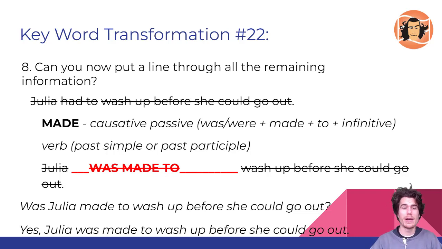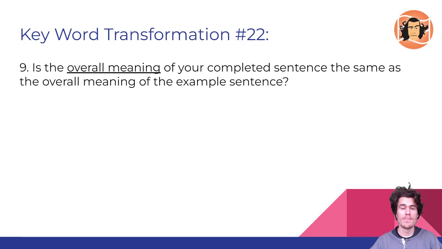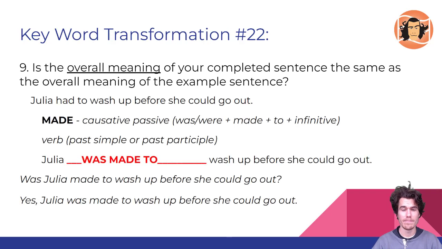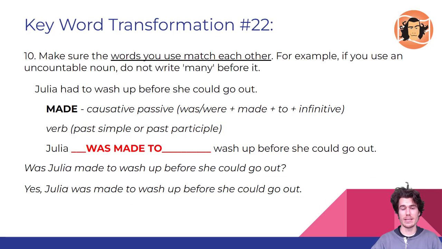So step number 9 is to check that the overall meaning of the example sentence is the same as the overall meaning of the sentence we've completed. So the example sentence, Julia had to wash up before she could go out, and our sentence, Julia was made to wash up before she could go out. Yes, the overall meaning is the same.